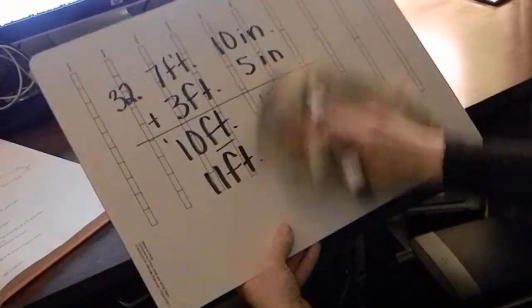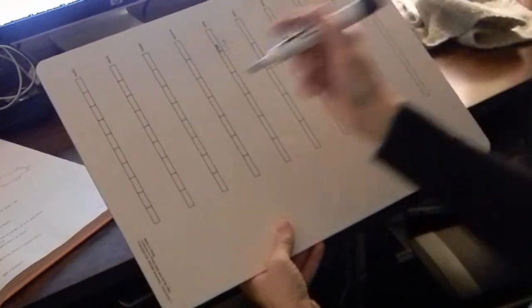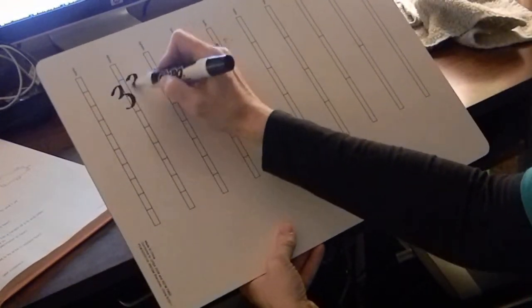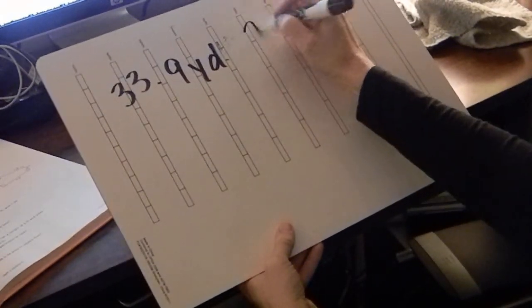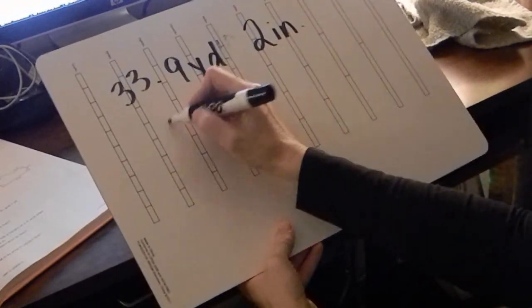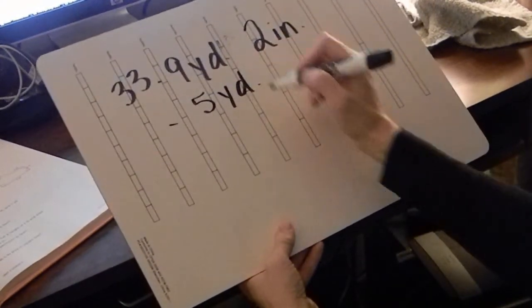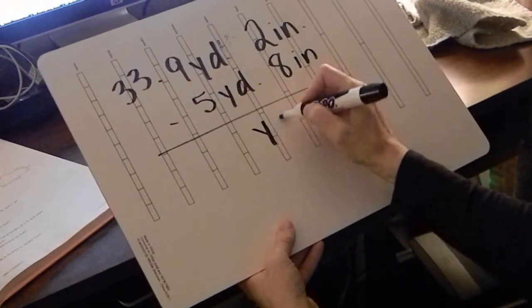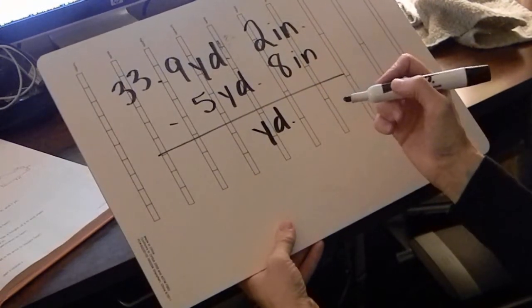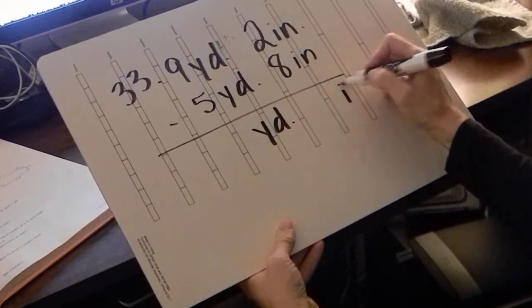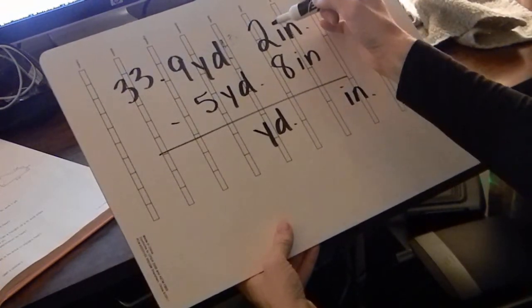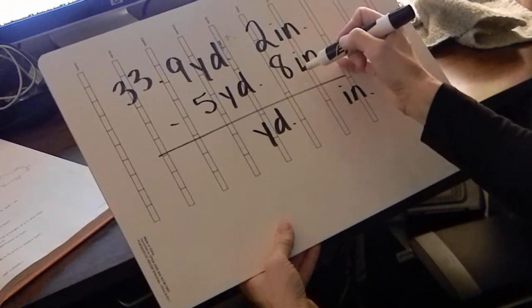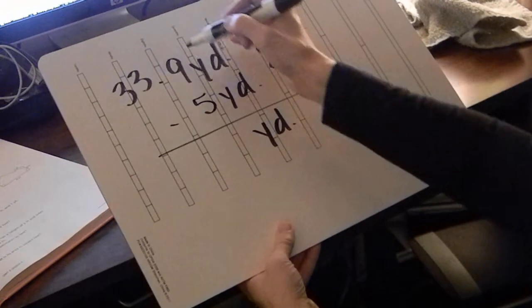Now let's try a subtraction problem, such as 33. You get 9 yards and 2 inches minus 5 yards and 8 inches. We want to know how many yards and how many inches we have. But we've got a problem. We cannot have 2 inches and take away 8. So we're going to have to borrow from the yards.